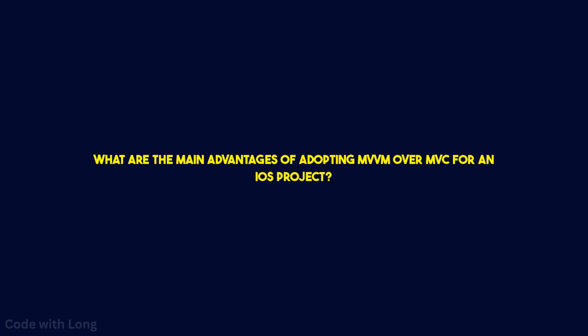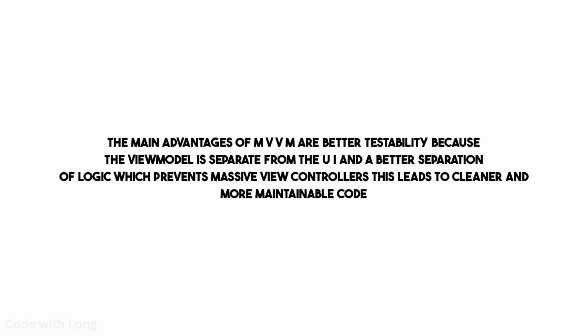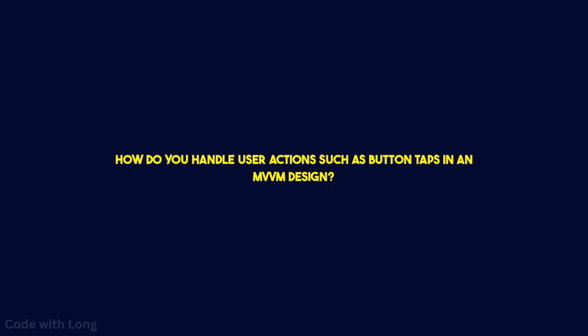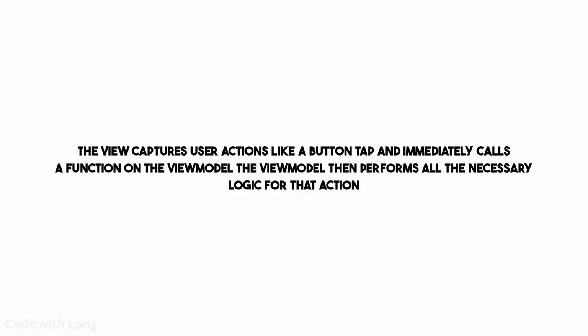What are the main advantages of adopting MVVM over MVC for an iOS project? The main advantages of MVVM are better testability, because the view model is separate from the UI, and a better separation of logic, which prevents massive view controllers. This leads to cleaner and more maintainable code. How do you handle user actions such as button taps in an MVVM design? The view captures user actions, like a button tap, and immediately calls a function on the view model. The view model then performs all the necessary logic for that action.